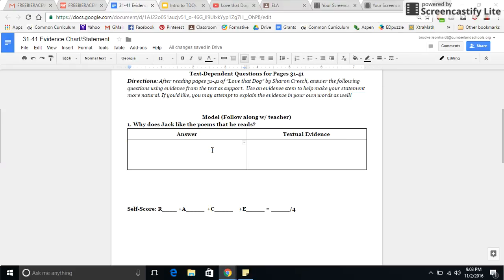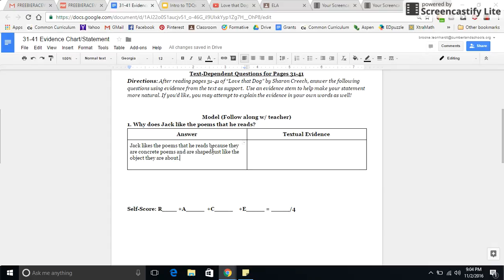Okay, so I would write in here, RACE. R stands for restate the question. Okay, so Jack likes the poems that he reads. There we go, restate the question. Now I need to answer it. Jack likes the poems that he reads because they are concrete poems and are shaped just like the object they are about. Period. I did my R, I did my A.